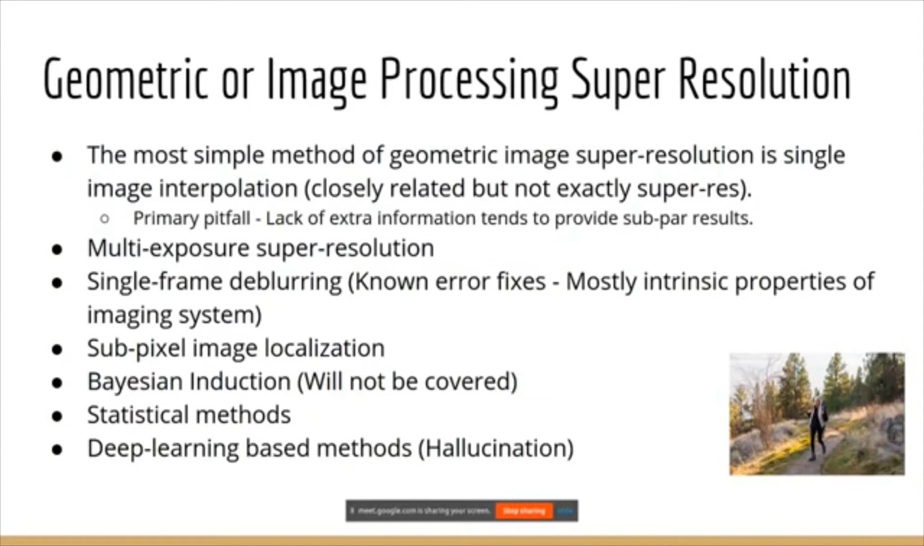And subpixel image localization is more of a microscopy technique, where only at very small resolutions would you actually be able to use this. In a normal scenario, this wouldn't be useful, or rather, the data we infer from it won't be useful. And we have statistical methods and deep learning based methods. Statistical methods and deep learning methods are sort of related, but deep learning is way more complex, you could say. That, I guess, is the apt term.